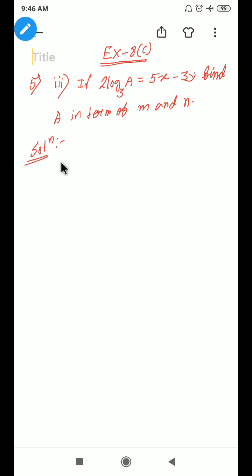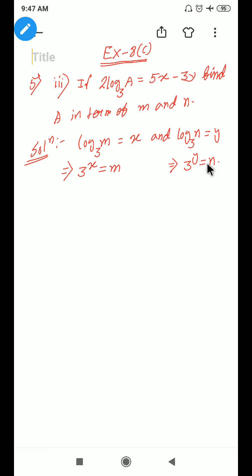Firstly, write those things. Here is given log m base 3 is equal to x, and log n base 3 is equal to y. If you convert this logarithmic form to exponential form, this will be 3 to the power x is equal to m, and 3 to the power y is equal to n.